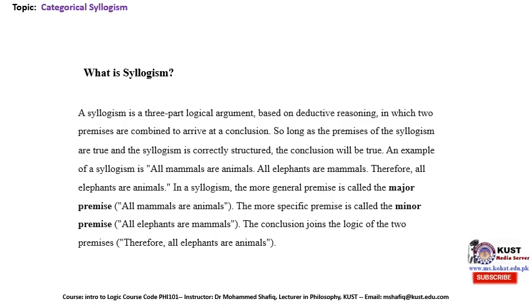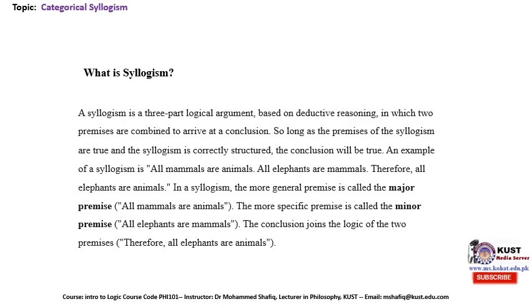An example of syllogism is, as I also discussed in the previous lecture: all mammals are animals, that's the first premise. All elephants are mammals, that's the second premise. And therefore, all elephants are animals. In a syllogism, the more general premise is called the major premise, that is, all mammals are animals. The more specific premise is called the minor premise, in this case, that all elephants are mammals.